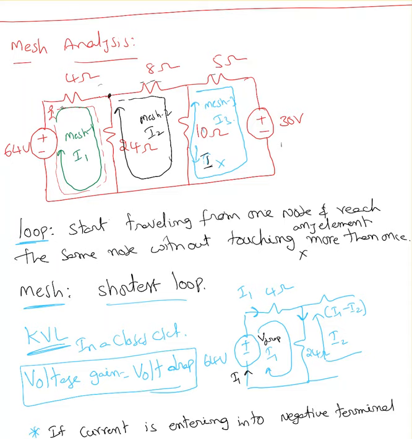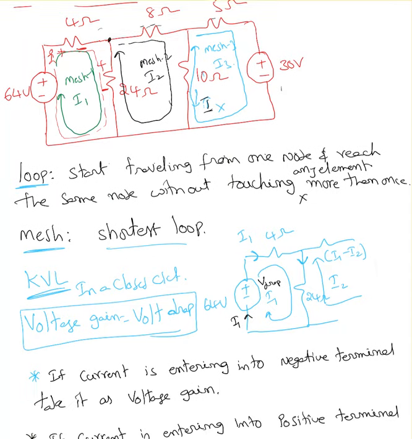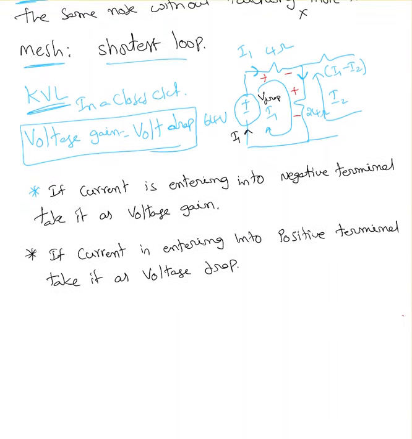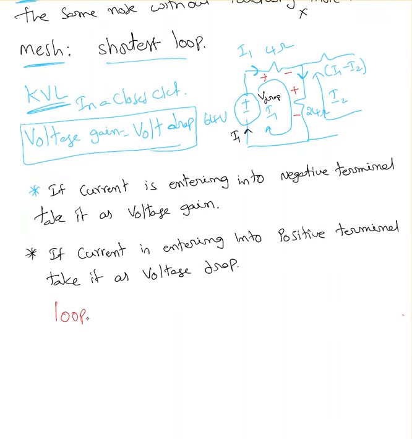So whenever you are traveling, you need to assign positive and negative signs according to your current direction. When I'm in loop 1, I'm going to follow the loop 1 current direction and assign all the positive and negative signs according to my current direction. So that's my positive, negative, positive, negative. Now loop 1, apply KVL.